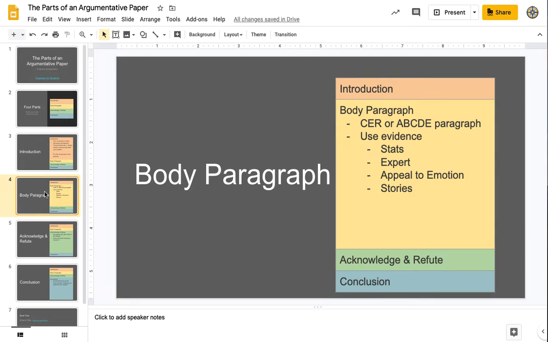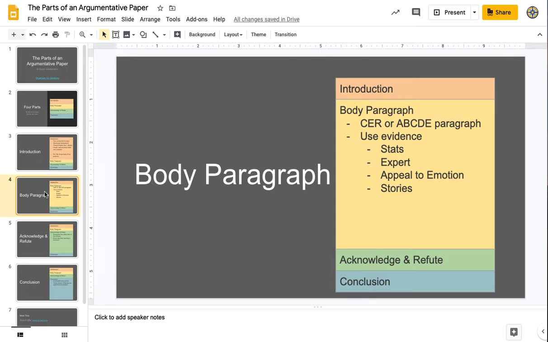Let's talk about the body paragraph. So the second paragraph of your paper is going to be a traditional CER or ABCDE piece of writing. Your first sentence is going to be really important, where you really clearly state what it is that you believe to be true about your topic.